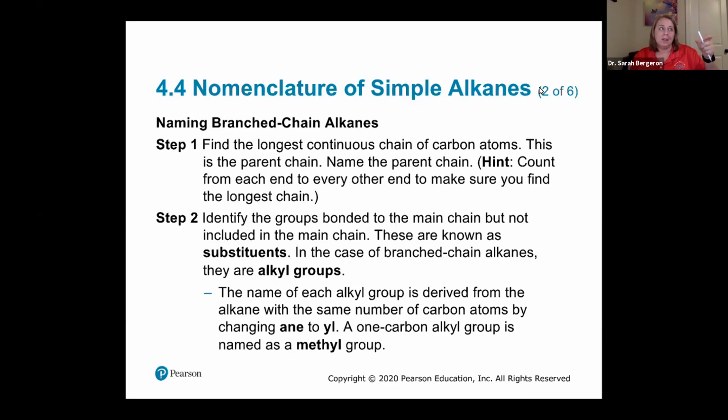And so remember how if you had CH4, that was methane. Well, instead of having the ANE in it, we change it to YL. Instead of being methane, it's a methyl group because it's an attachment. It's no longer part of the main chain. Now it's an attachment, so we have to designate that. And that's how we do it, by changing the end of the name.